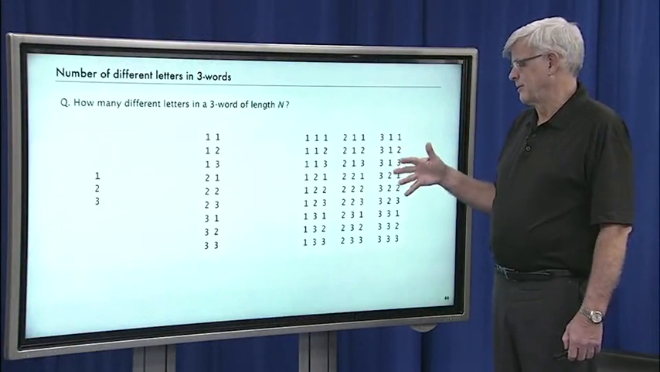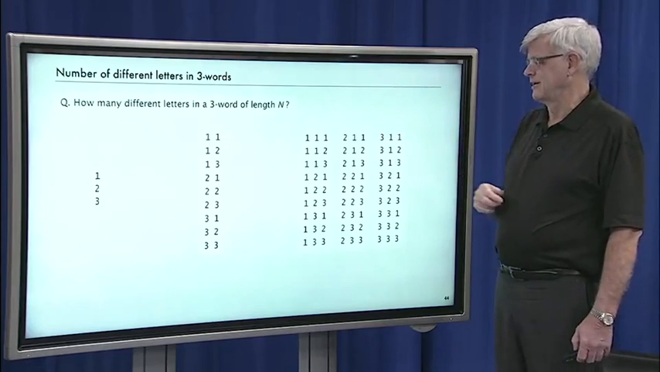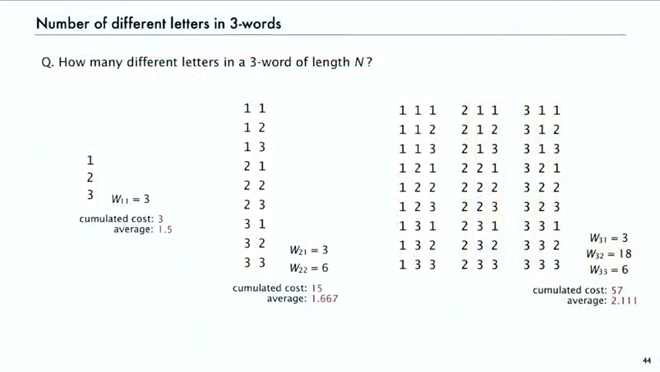So just a simple example: how many different letters are there in an M-word? In an M-word of length 1, they all have just one different letter. Of length 2, there are 3 of them that have 1 letter, and 6 of them that have 2 letters. Of length 3, there are 3 that have 1 letter: 1, 1, 1, 2, 2, 2, and 3, 3, 3. 6 of them have 3 letters, all the permutations of 1, 2, 3, and the rest have 2 letters. And those are the cumulated and average costs computed as usual.